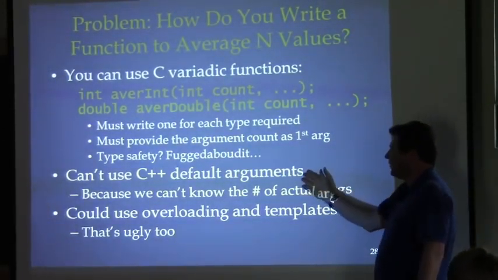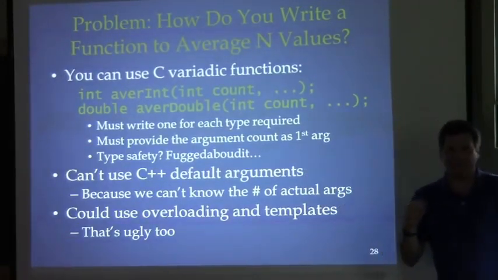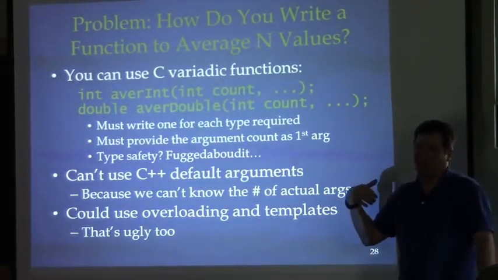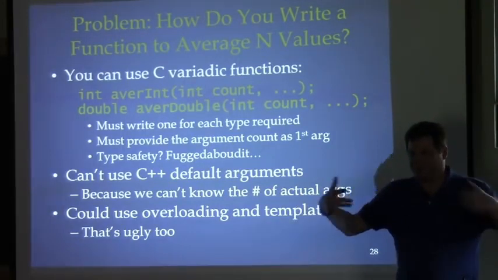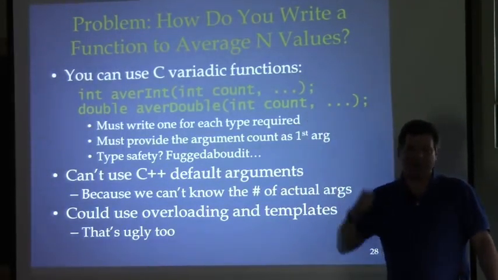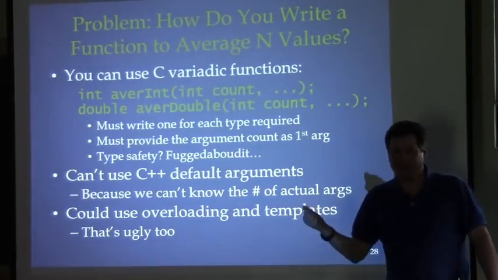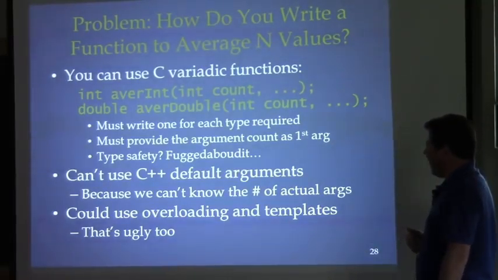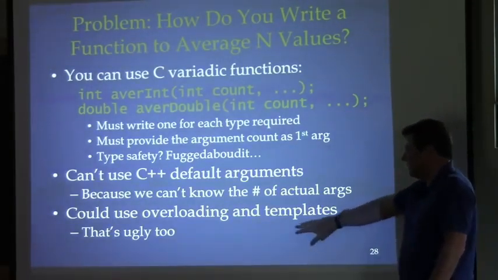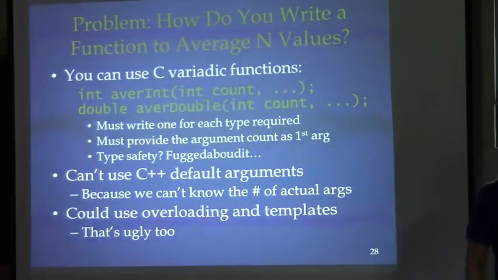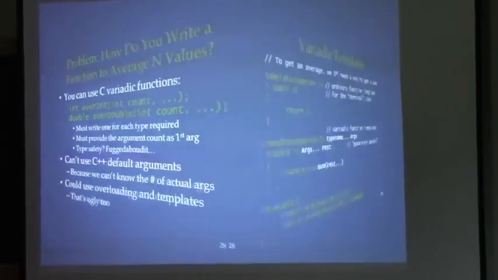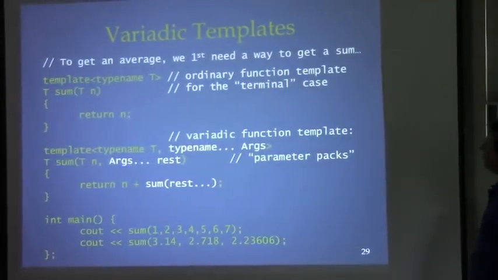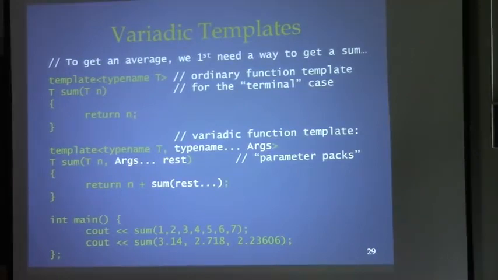We can't use default arguments in C++ because a function that accepts default arguments has no way of knowing when it receives control how many were actually passed. That information's not passed to the function. So it always acts as if all the things were passed, and you can't do an average that way. We could use overloading and templates and some combination and maybe achieve an approximation, but they're all ugly solutions. So let's look at the way C++11 would do it.